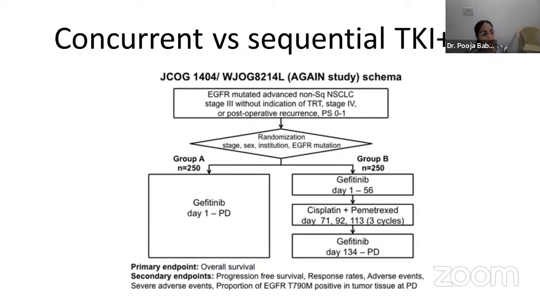So again, this was one trial of concurrent versus sequential TKI plus chemotherapy. And here the patients were randomized into two groups. One is only gefitinib, second is gefitinib followed by chemotherapy, followed by gefitinib. It is just to maintain the sensitivity to the TKI, and along with that, also to monitor intratumor heterogeneity and keep the sensitivity towards the TKI alive. So this trial was based on the same idea.